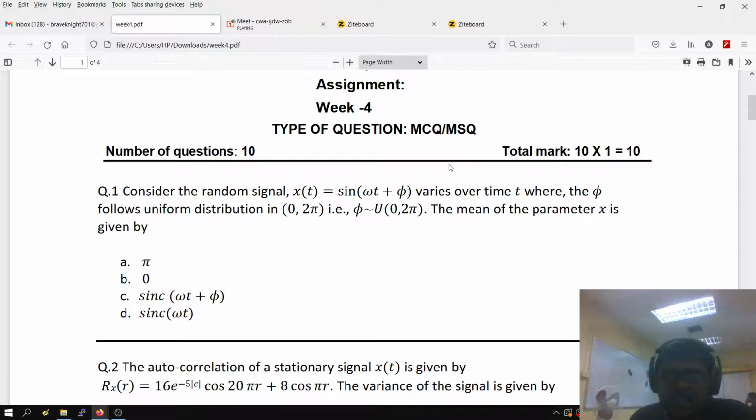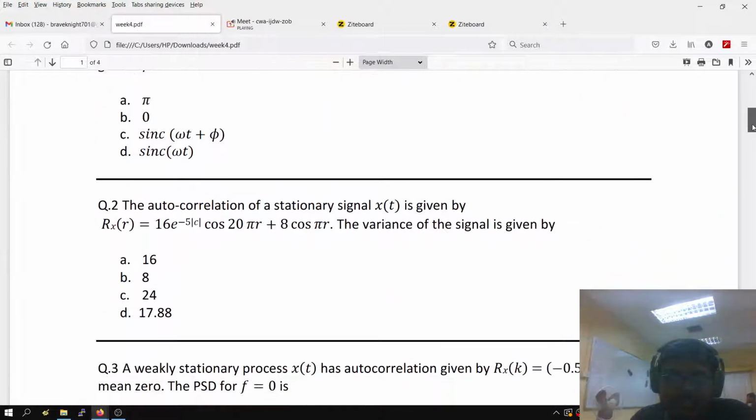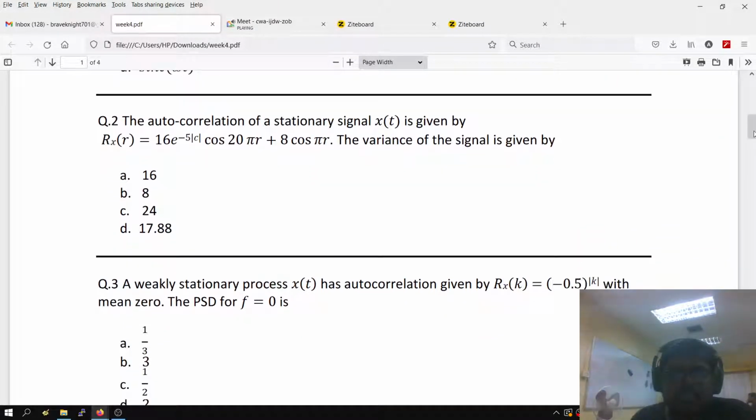So okay, does anybody have any question about this question? So the next question is, the autocorrelation of a stationary signal x(t) is given by Rx of tau equal to 16 e to the power minus 5 tau cos 2 pi tau, and this is also 8 cos pi tau. Let me write this thing, one second.